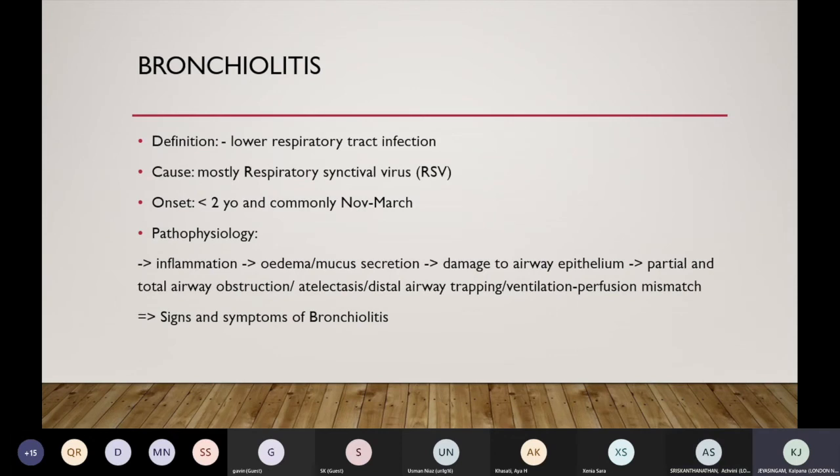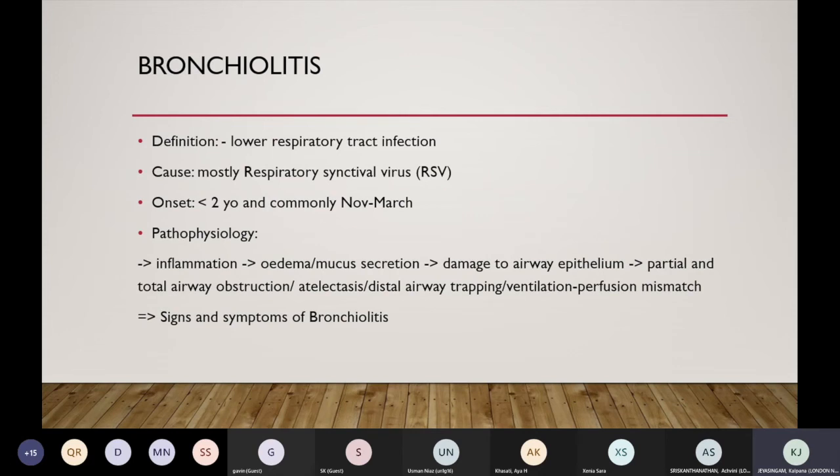So the next topic is slightly a different system, or actually going to the next neighbor organ, which is the lungs. Bronchiolitis is a very common infection that we see in a lot of children in A&E during the winter period. It's a lower respiratory tract infection, and the commonest cause is respiratory syncytial virus, also known as RSV, but it can also be caused by other viruses like parainfluenza virus, which causes croup, adenovirus, and so on. Usually the onset is less than 2 years of age and seen during the November to March period.